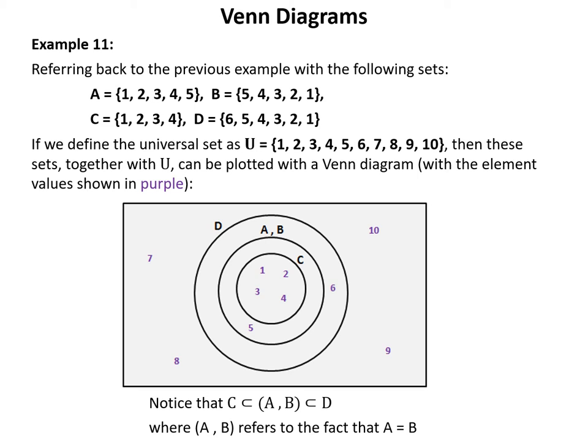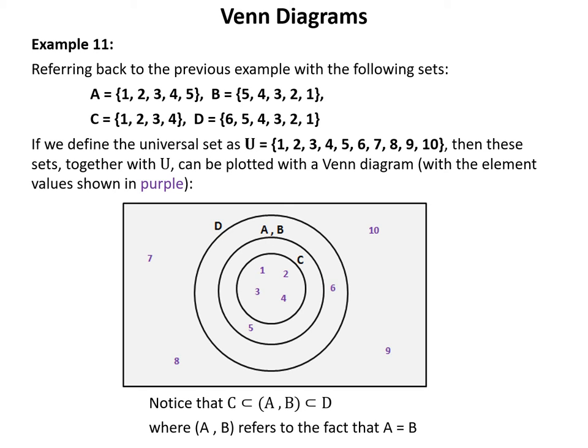In example 11, we refer back to the previous examples with the sets A, B, C, and D. So if we define the universal set as U equals all of the whole numbers from 1 through 10, then these sets together with U can be plotted with a Venn diagram. And the element values, the numbers that are in the sets, are shown in purple. So we can see the following. First, we have the smallest of the sets. The set C has the elements 1, 2, 3, and 4.